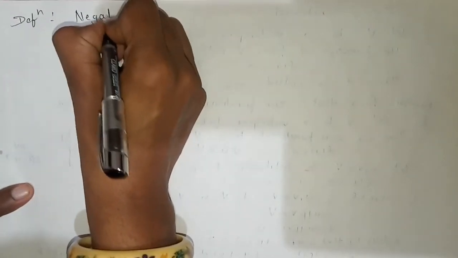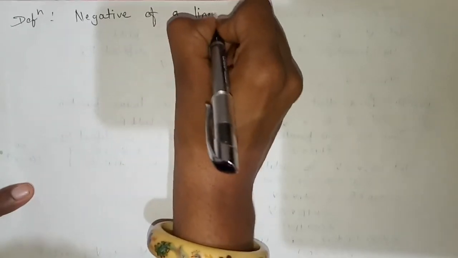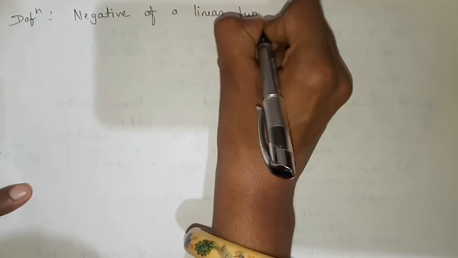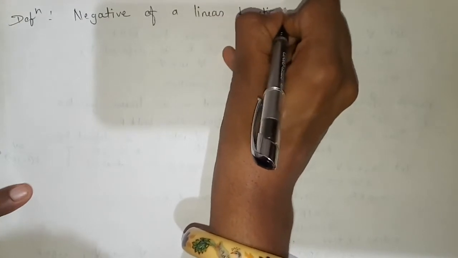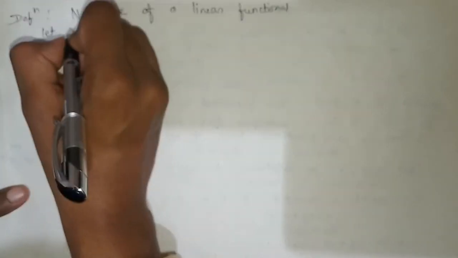Our next definition is the negative of a linear functional. So what is the negative of any linear functional? We will study that. So, definition of negative of a linear functional. Now what is that? Here I am writing the definition of the negative of a linear functional.